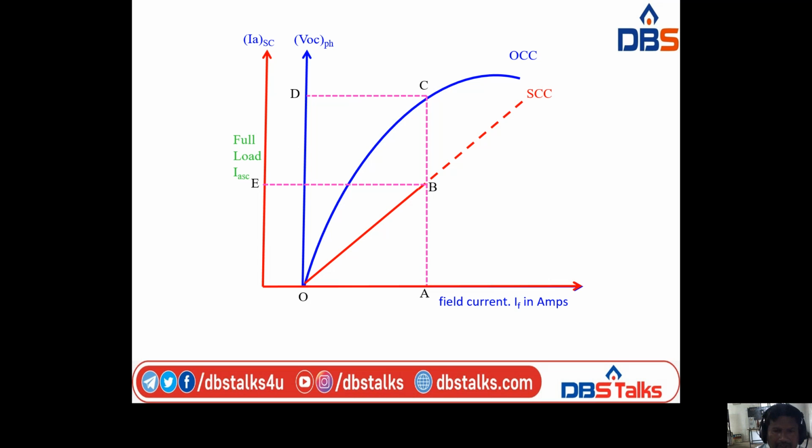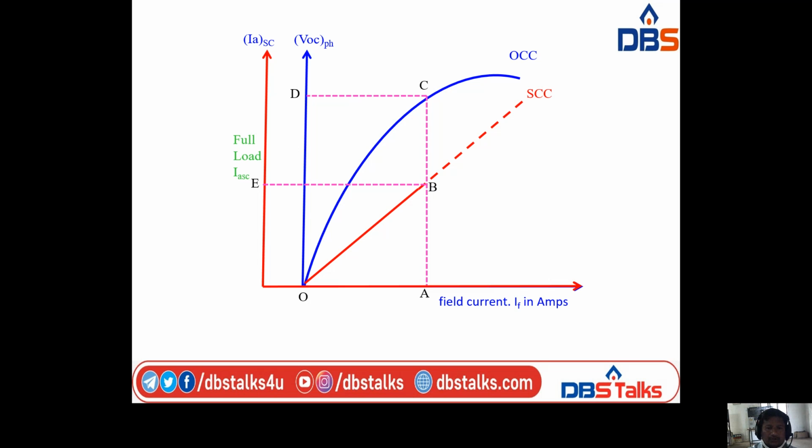Now, for a particular single field current, you have to put the dotted lines extended in upward direction. That field current line touches the short circuit curve and the OCC curve at different points. Now taking those two values, this is the VOC value and this is the ISC value. Now therefore ZS is equal to this VOC and this ISC.